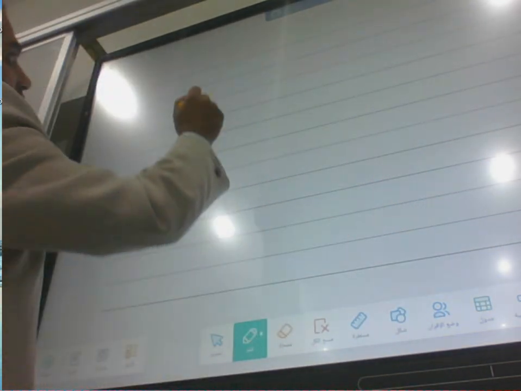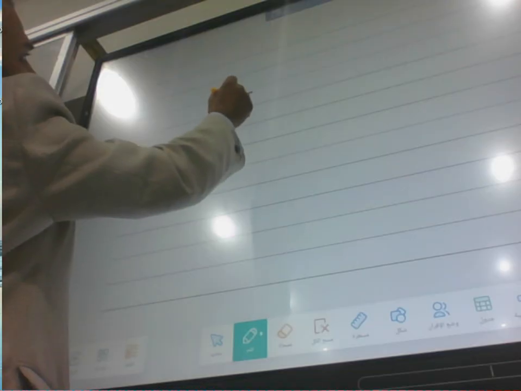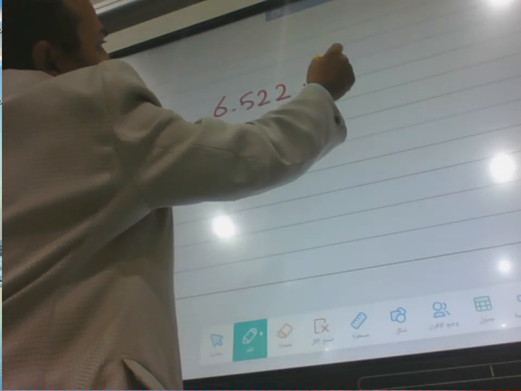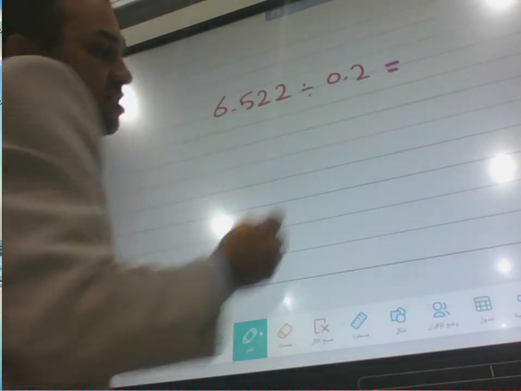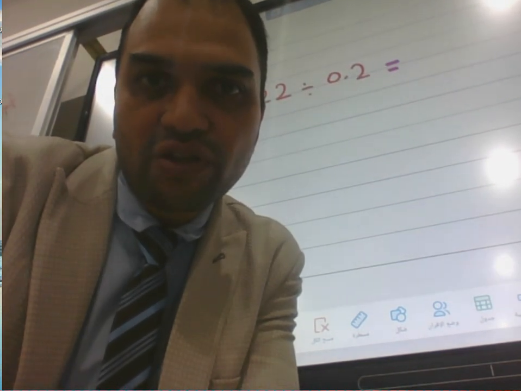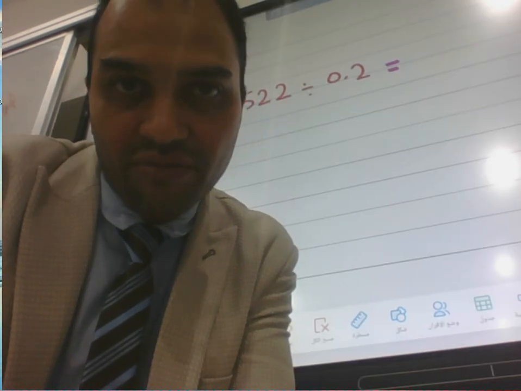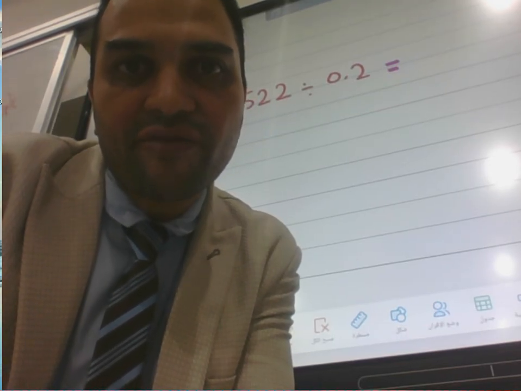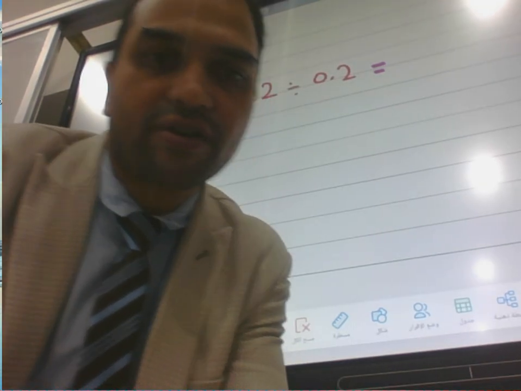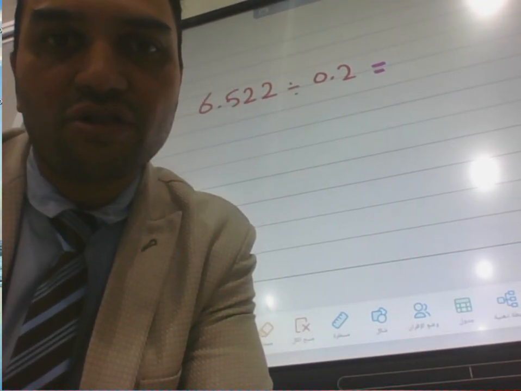Okay? And what about this example here? 6.52 and 2 divided by 0.2. Who can tell me this example? First step, we must convert the divisor to a whole number by multiplying by 10 the numerator and denominator. Okay? You must convert the divisor first. 0.2 here, we must multiply by 10. You must multiply by 10 the numerator and denominator.